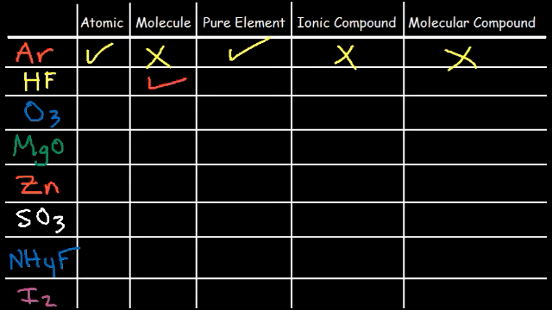HF is a molecule. It's made up of two or more atoms. It has two atoms, H and F. So it's not atomic. It's not a pure element. It's a compound. But now, what type of compound is hydrofluoric acid? Well, this is going to be a molecular compound. It's a molecule. It doesn't contain full formal charges. So it's not ionic.